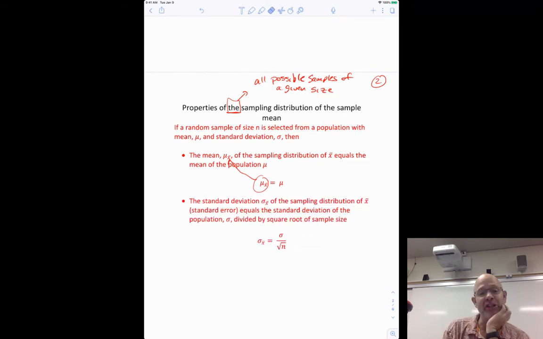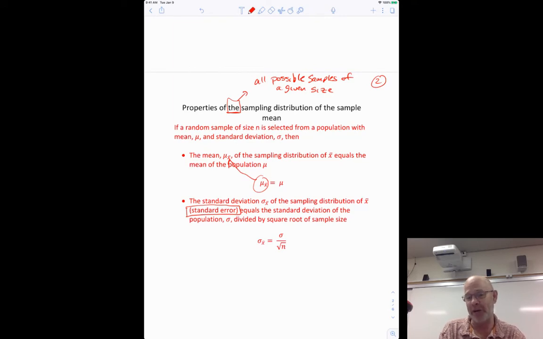So there's a relationship for standard deviation also. The standard deviation of the sampling distribution, which we sometimes call standard error. So we're going to bounce these terms back a little bit. We should always call it standard error, but sometimes I'll just forget and call it standard deviation. But we'll always be clear whether we're talking about the population or the distribution, okay? The standard error is the sampling distribution's standard deviation. It equals the standard deviation of the population divided by the square root of the sample size.